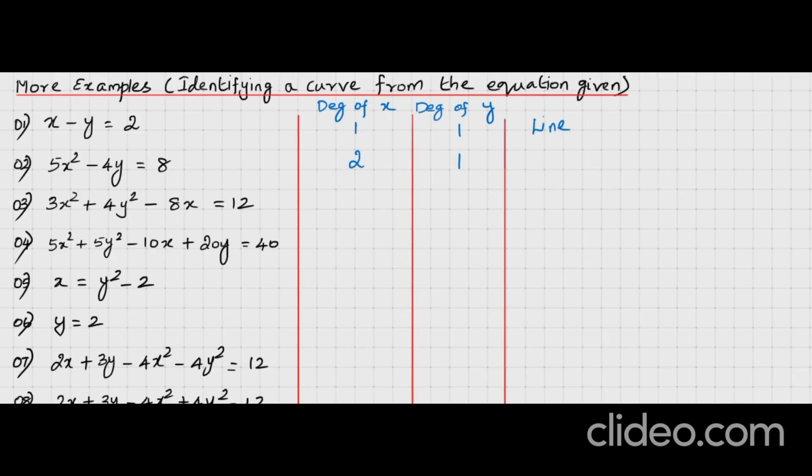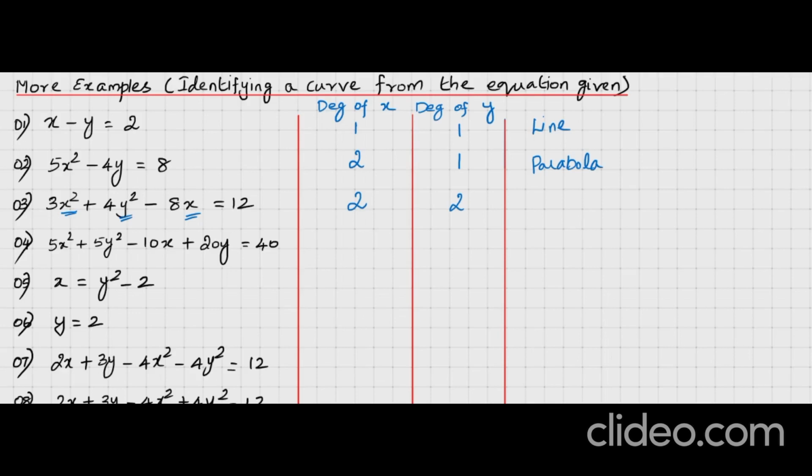Degree means the maximum power of that particular variable. As mentioned in the previous video hint, if x takes the degree 2 and y takes the degree 1, it represents a parabola. Then move to problem number 3. What is the maximum power of x? Here the power is 2 and here the power is 1, so the maximum power, called the degree, is 2. And y occurs here only, with maximum power 2. So the degree of y is also 2.